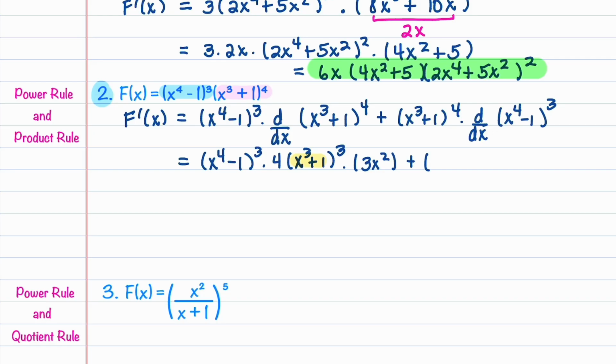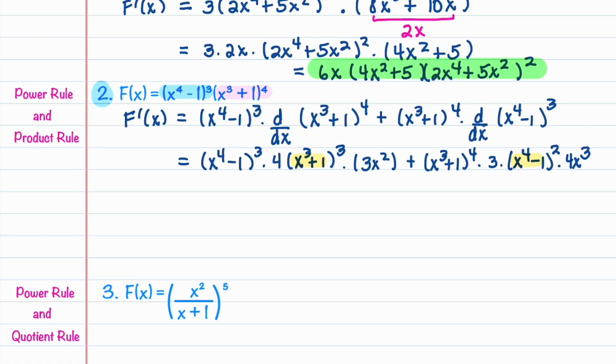We're going to add (x cubed plus 1) to the 4th, and then we use the chain rule and take the derivative of (x to the 4th minus 1) quantity cubed. So we bring down the 3, and then we have an (x to the 4th minus 1) squared, and then we multiply that by the derivative of what's inside, which is 4x cubed. Now we have to simplify all of this.